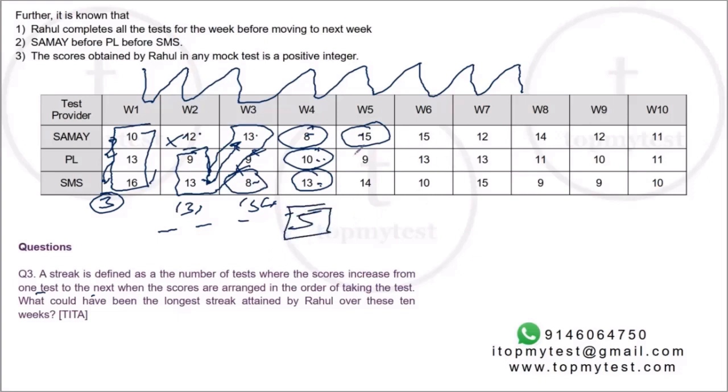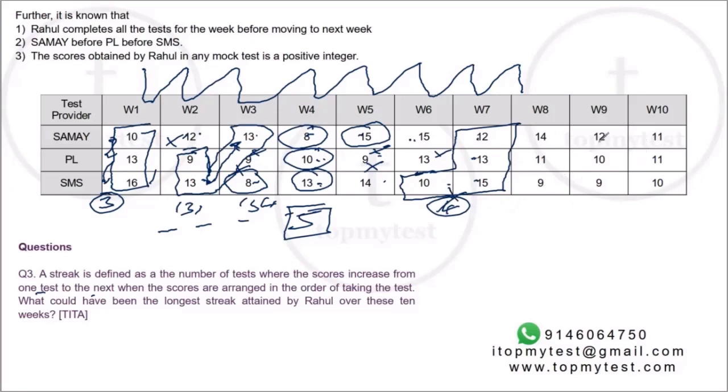Now let's see if we can improve on this. 15 to 9 is a drop. Okay. 9 to 14 increase, 14 to 15 it's an increase, but 15 to 13 it's a definite drop. So this is out. Okay, 15 to 13 is a drop, 13 to 10 is a drop. Okay, now let's try this. 10 to 12 is an increase, 12 to 13 is an increase, 13 to 15 is an increase, but 15 to 14 is not an increase. So this streak is a streak of only 4. But we already have a 5, so we don't need to worry about it.